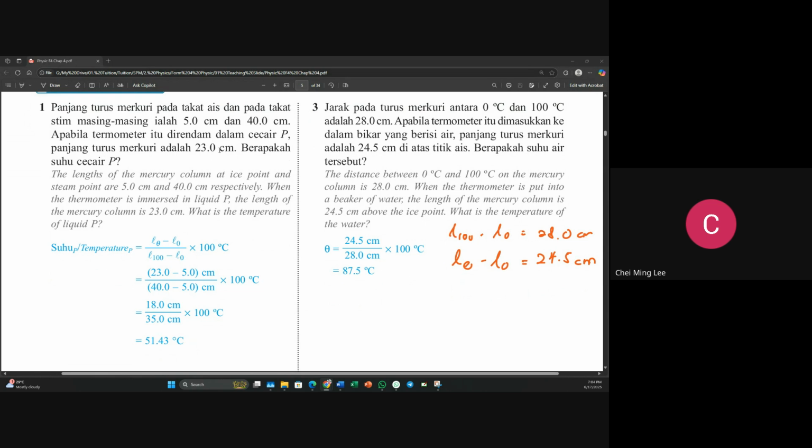So it's 23.0 minus 5.0, divided by 40.0 minus 5.0, times 100 degrees. So the answer should be 51.43 degrees Celsius. Okay, correct?